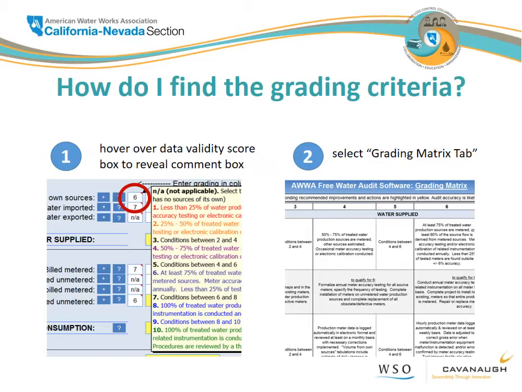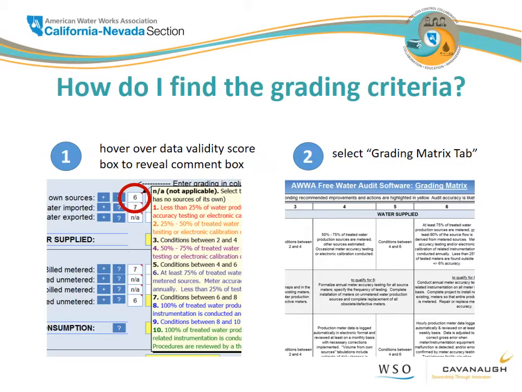and you can use that to read. Another way in which you can access that same information is actually a separate tab within the AWWA Water Audit software. It's called the Grading Matrix tab, and it lays it out in a line for every data input. It has its own line, and it describes the same 1 through 10 criteria. So you can essentially use that the same way you would use the pop-up box.